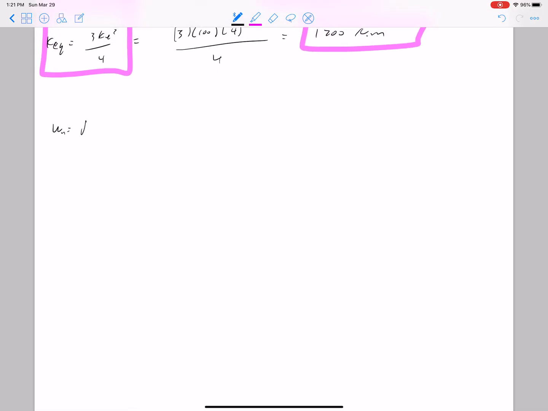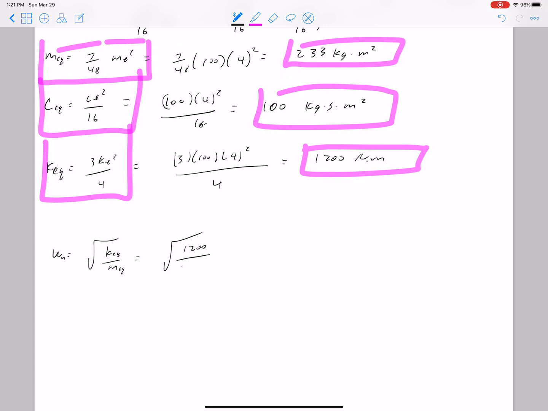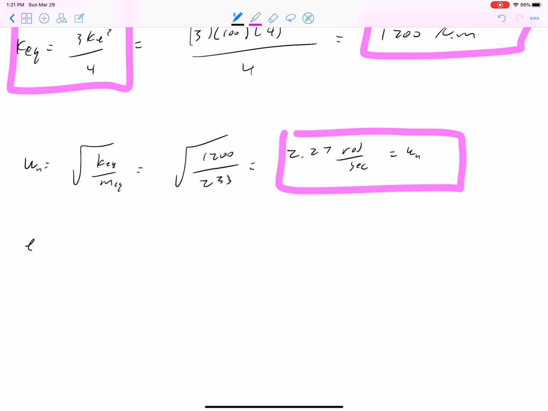Okay, so omega n is equal to the square root of K_eq over M_eq. Let's write that a little bit neater. K_eq over M_eq, which is equal to the square root of 1200 over 233, which is 2.27 radians per second. And then zeta is equal to C over 2 square root of MK. There are a lot of versions of rearranging M and K. There's omega n something. I just do this one because I find it easier. You can use the one that makes you happiest. With 233 and 1200, that equals 0.095, and that one doesn't have any units.